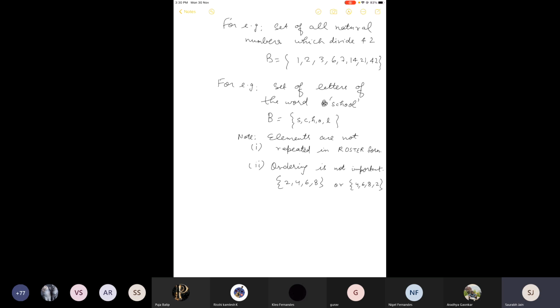So I was saying that ordering is not important. Whether you write 2, 4, 6, 8 or 8, 6, 4, 2 or 4, 6, 8, 2 or some other order, that is okay. It will be counted as the same set only. And second thing, elements should not be repeated in roster form. These two things you have to understand in this particular method. Rest is very simple. You write all the objects, separate them by commas and then enclose within braces. So this is the first method of representing a set.